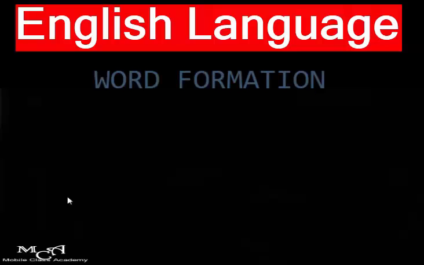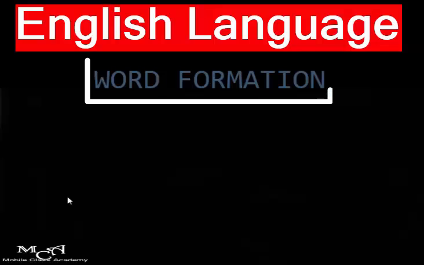This is our English language class and we're about to take a new topic. And the topic we're treating today is word formation. What did I say? We're treating word formation.